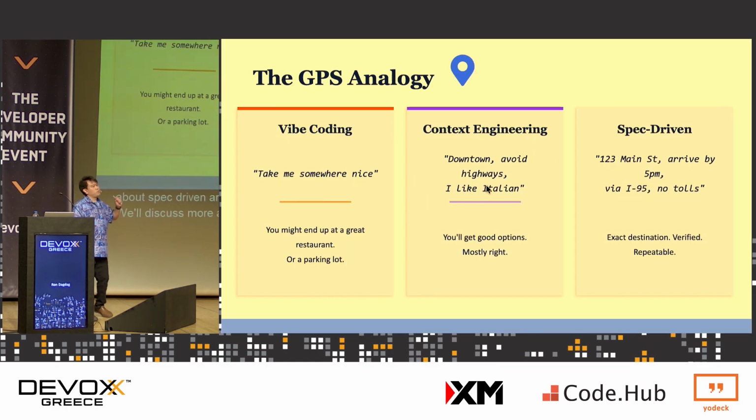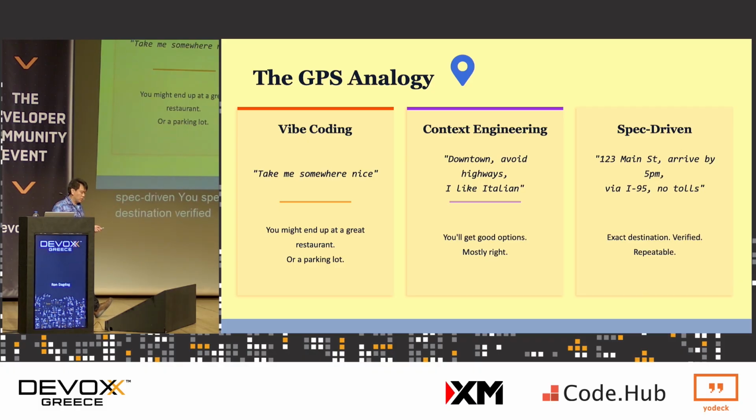So think about this as a GPS analogy, right? Vibe coding would be like, hey, AI, take me somewhere nice. What does nice mean, right? It could be a nice restaurant, or it could be a nice parking lot. Context engineering is more like you ask AI, I want to go downtown, avoid highways, I like Italian. You'll have good options, right? Mostly, you might get it right. On spec-driven, you specify the address, where you need to go, what time, no tolls, exact destination, verified, and it is repeatable.